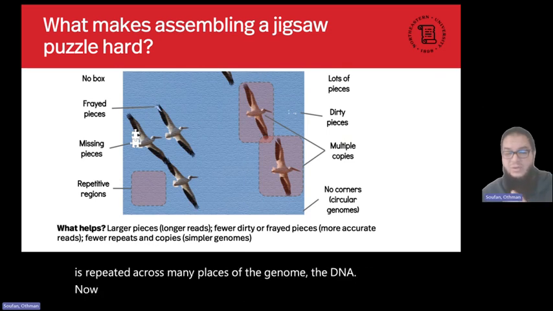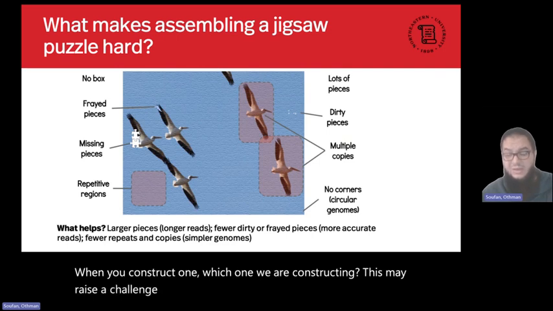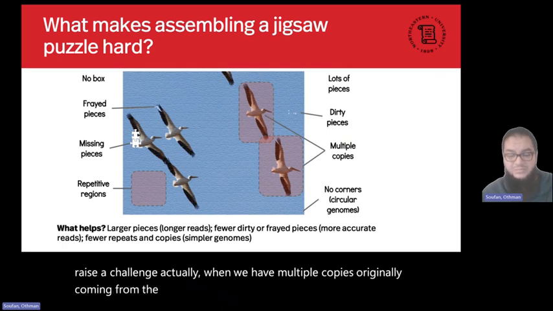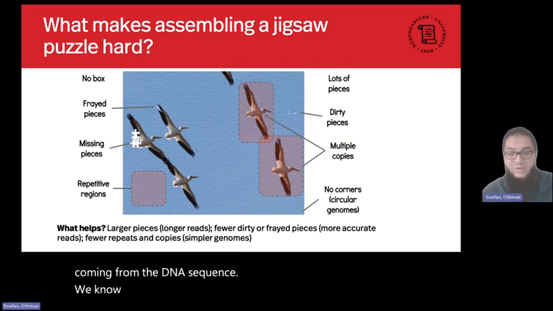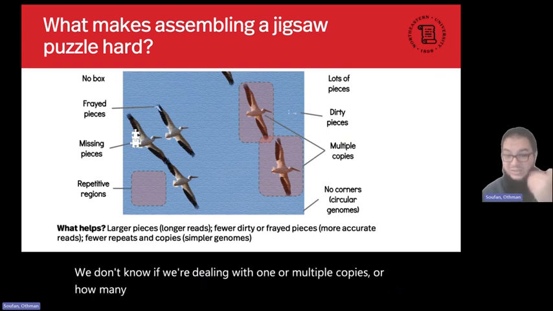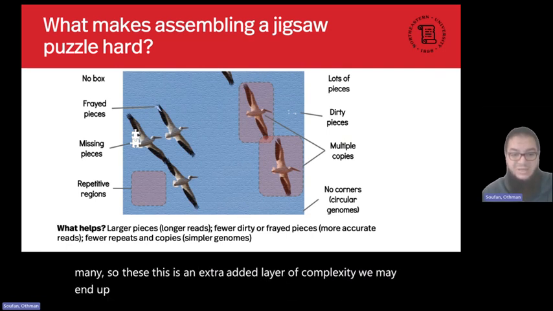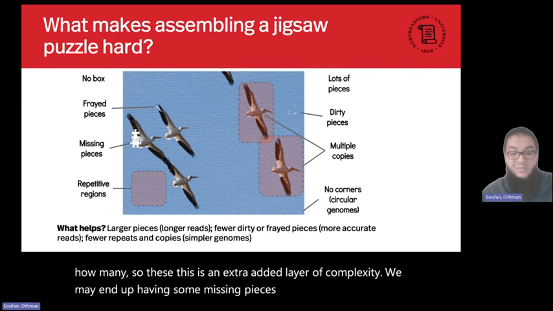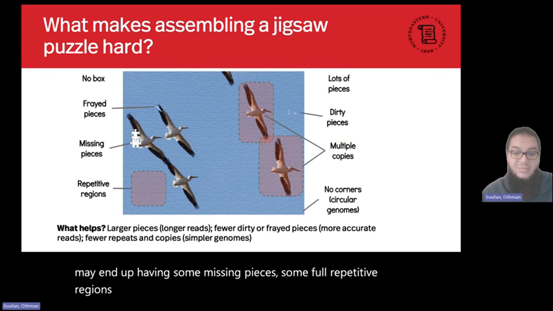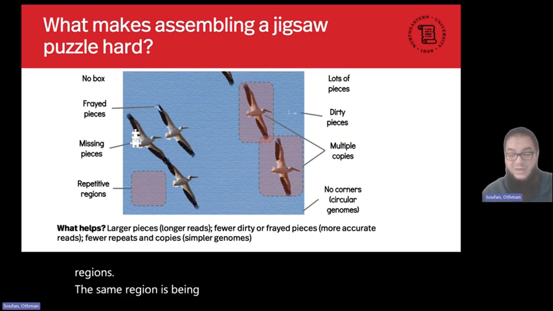Now, when you construct one, which one are we constructing? This may raise a challenge, actually, when we have multiple copies originally coming from the DNA sequence. We don't know if we're dealing with one or multiple copies, or how many. So this is an extra added layer of complexity. We may end up having some missing pieces, some full repetitive regions, like exactly the same region being repeated several times.